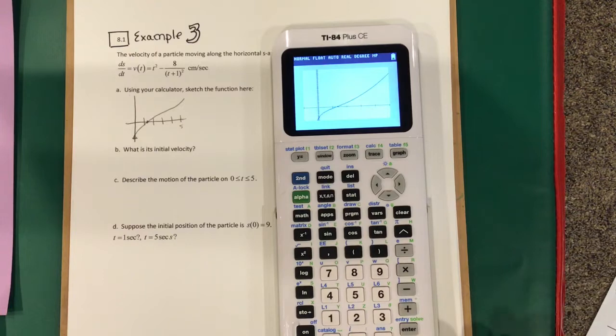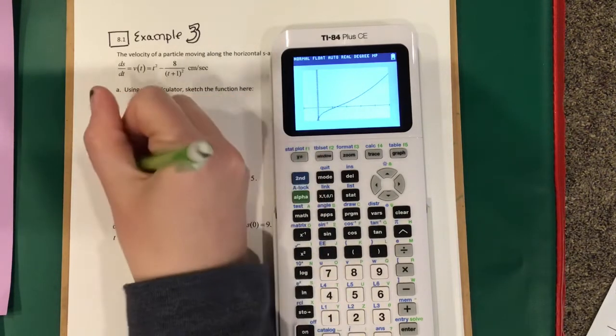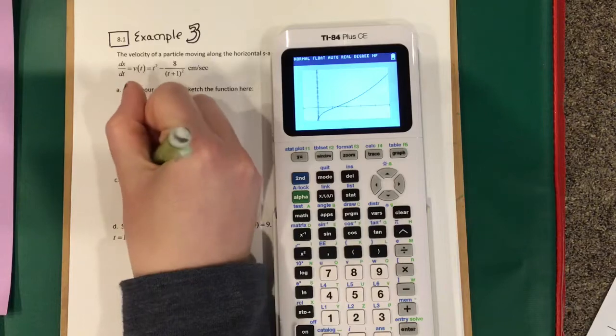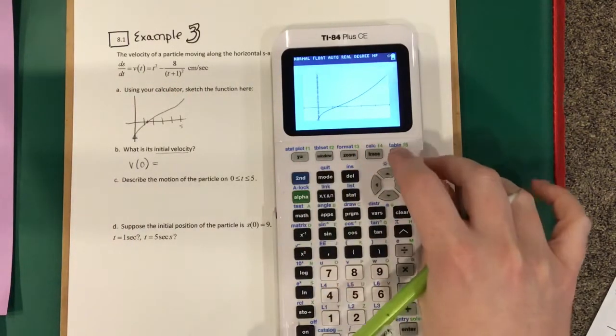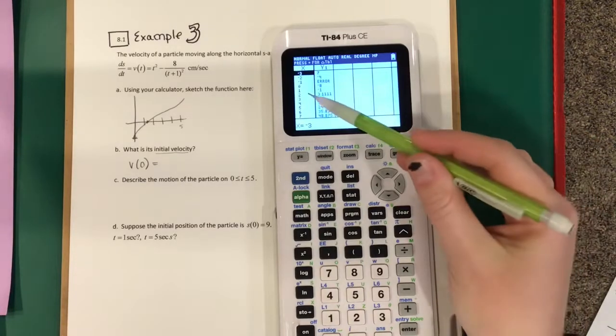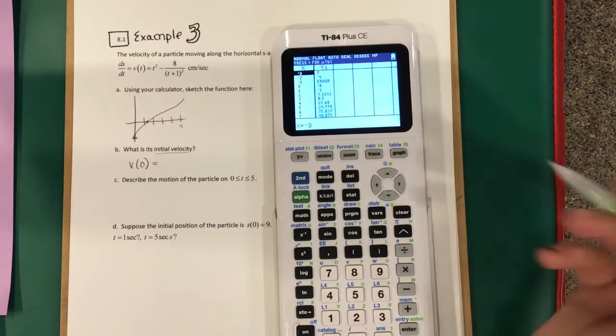Now, again, this is the graph of our velocity function. And so this question for B is, what is its initial velocity? Well, our initial velocity is when we have v of 0, when t is 0. So now I'm actually going to take a look at my table. Well, when t was 0, we ended up with -8.